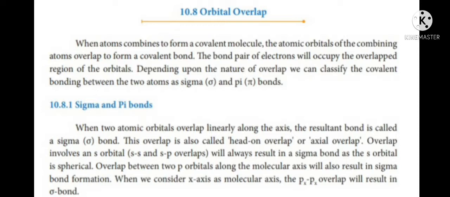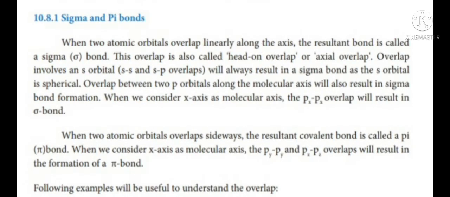bond. Here, the s orbital is spherical. Here, in p orbitals, we are having px, py and pz orbitals. Here, the sigma bond is formed between px orbital and px orbital. When we consider x-axis as molecular axis, the px orbital overlap will result in sigma bond.